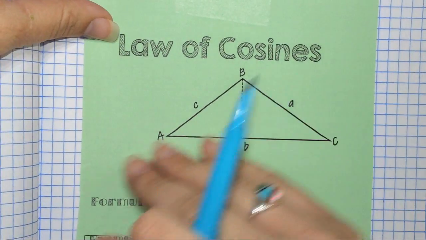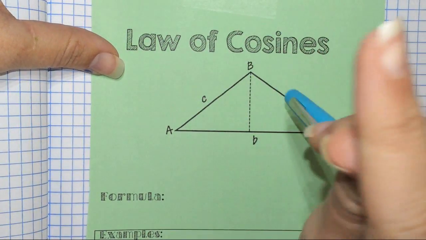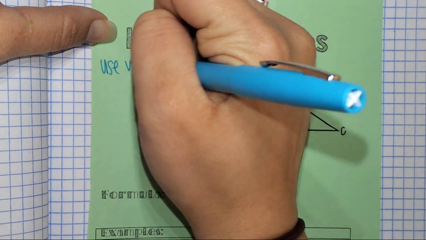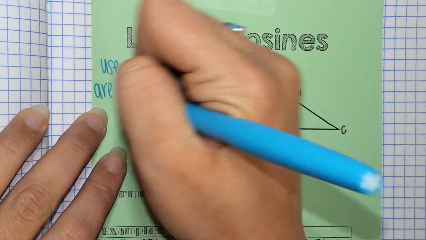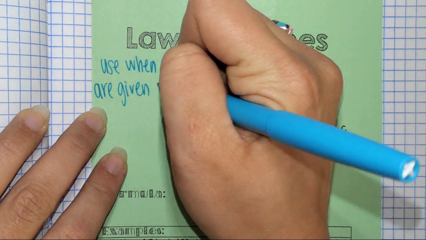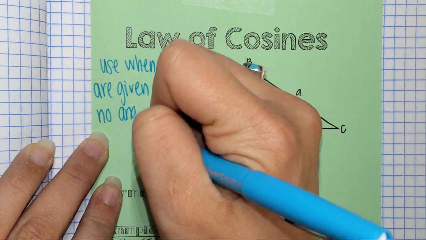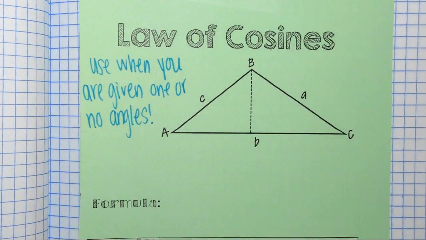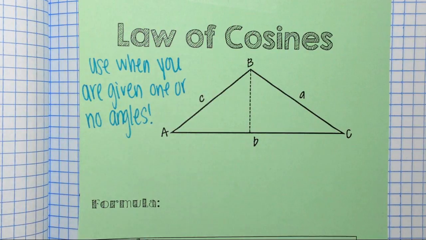Alright, so when we're using law of cosines, we use it when they only give us one or no angles. So use it when you are given one or no angles. And you have a formula. So it's not a set of proportions or ratios like it was on law of sines, which I find easier personally. But you have a formula that you're going to use every single time.